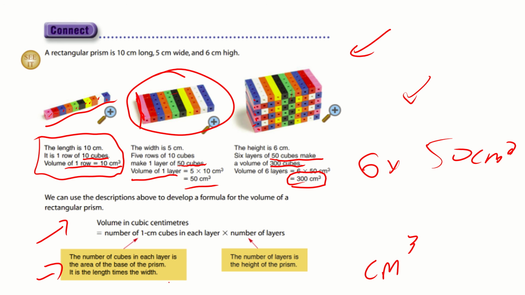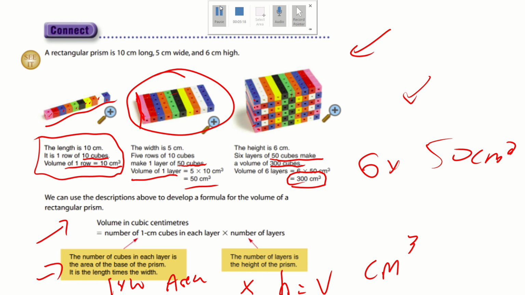So basically what this is saying is this is area, or length times width. Now, the number of layers is the height of the prism. So like I just said, length times width times height is volume, and area times height is volume. This is just a visual.